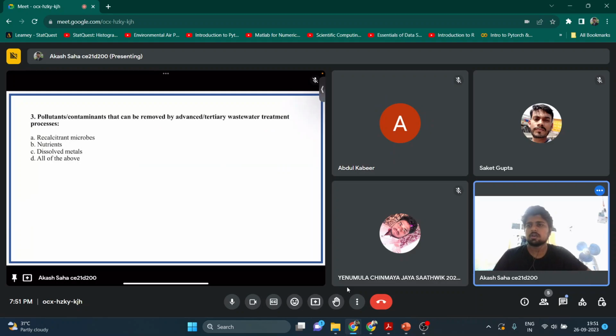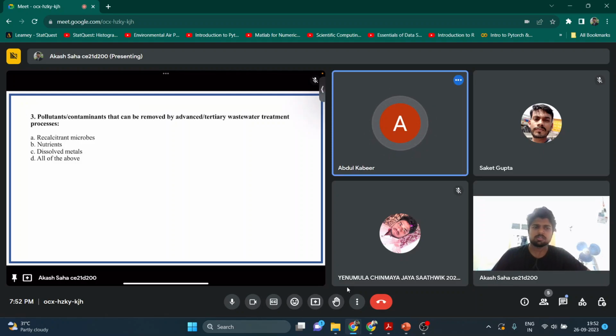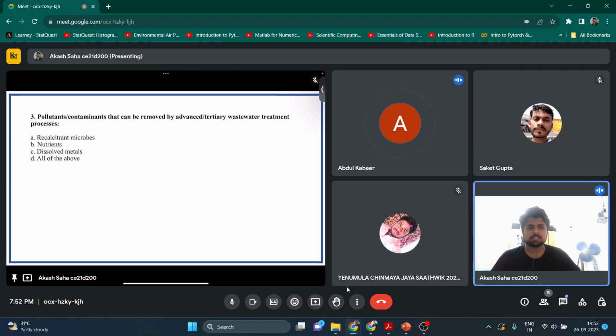Next question. Pollutants or contaminants that can be removed by advanced tertiary wastewater treatment processes. So, which of the following can be removed by tertiary treatment? Recalcitrant microbes, nutrients, dissolved metals, all of the above. This is D, all of the above. It is a pretty simple, direct question because we can remove all of these with the help of advanced wastewater treatment. So it will be all of the above.